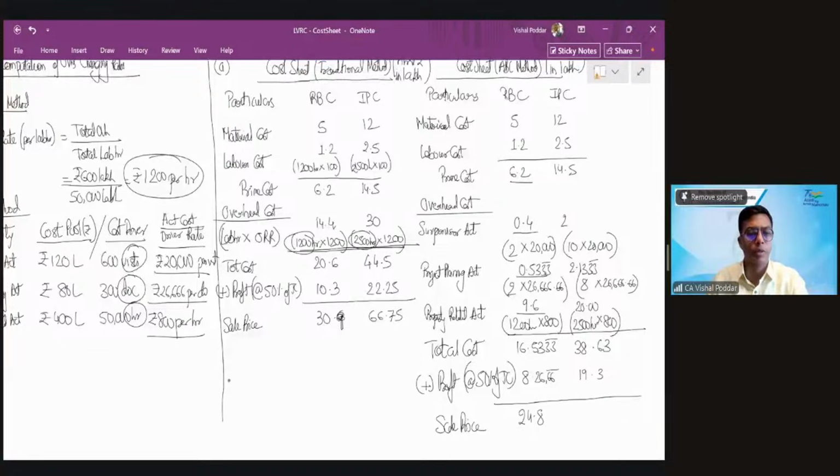Just cross verify, students. 14.5 plus 2 plus 2.13333 plus 20 is 38.63. Fine. So 50% of this is 19.316665. Fine.